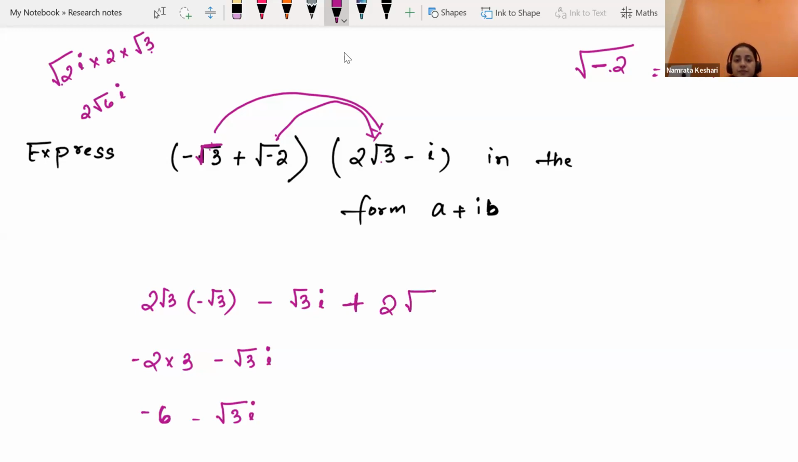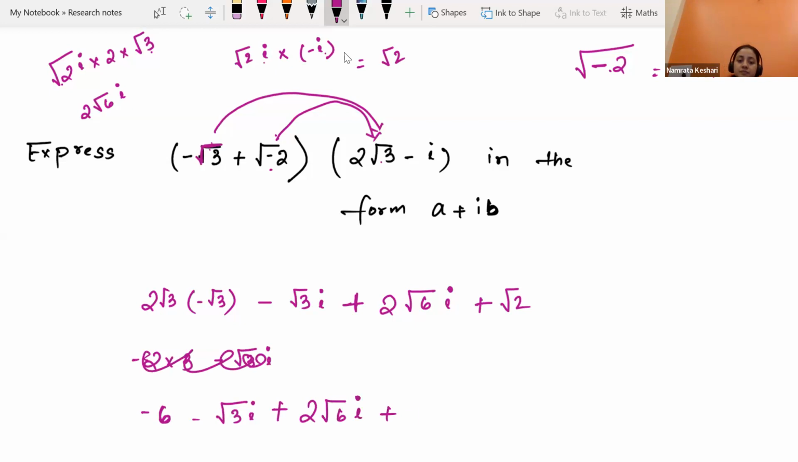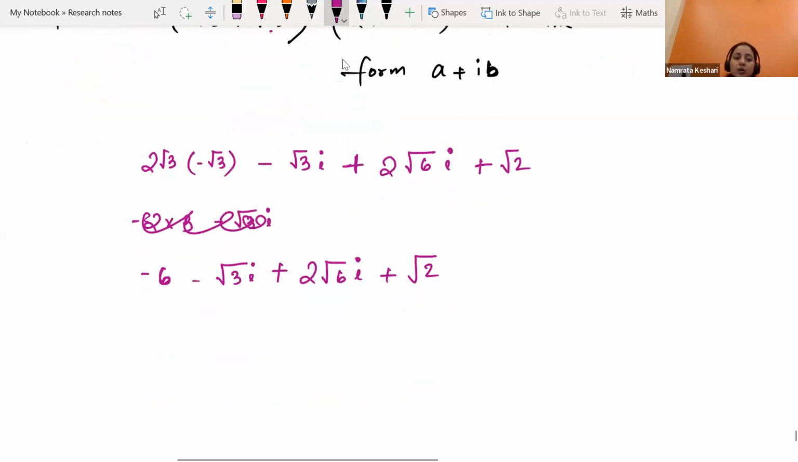No, no. And then this minus root 2, which is just root 2 I, we will multiply with minus I. So it will create I square, which is just negative 1. But one more minus sign is there, so it will be positive. So just root 2 will be there. Here I'm copy pasting everything, no need to write this time. Now, minus 6 with plus root 2, we can write it together.